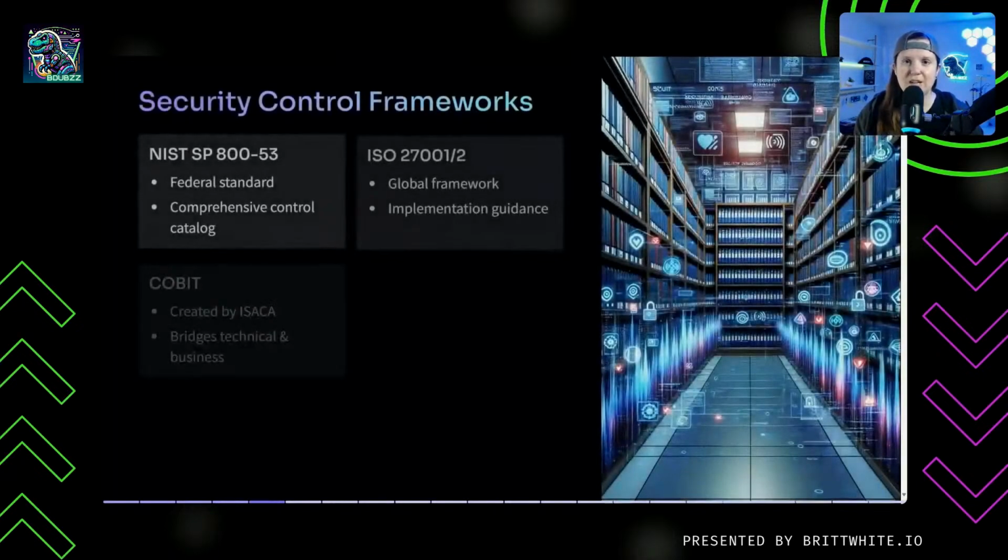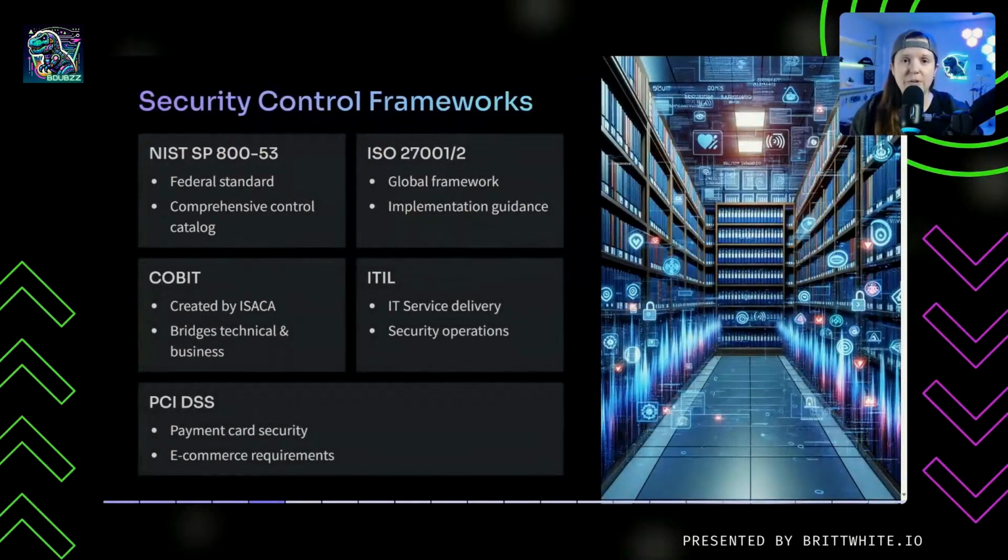Picking controls from scratch is a nightmare. Luckily, we've got frameworks to help guide us. These are like playbooks for security. The NIST SP 800-53 is the gold standard for US federal systems. It's an entire control catalog that's detailed, with controls for everything from passwords to physical security. For example, a government agency might use the NIST Access Control Family to set up multi-factor authentication and role-based access.